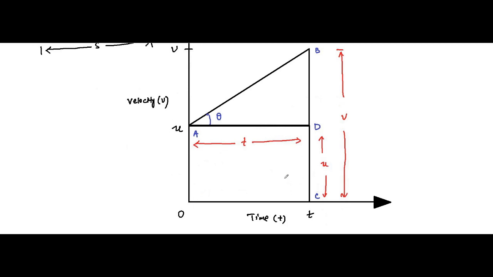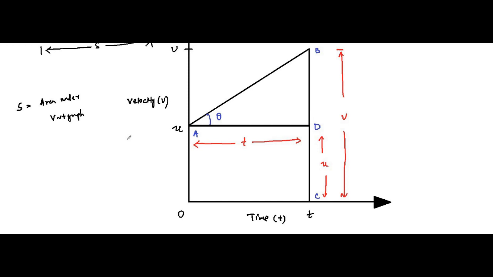So here we will be using the same concept, that is displacement is the area under the velocity time graph, which we have done previously. Displacement is the area under the velocity time graph. Same thing we'll be using, but in a different way.